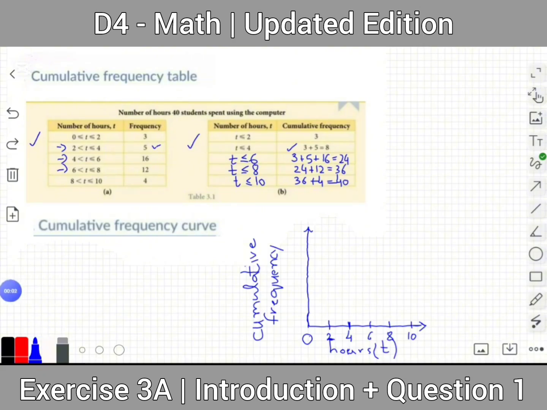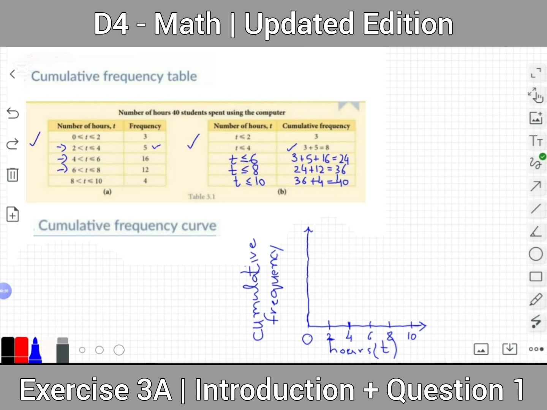We can see that the cumulative frequency goes up to 40, so we need to make sure we go up to at least 40, and we will label this cumulative frequency. Now we need to mark on some points for each of the entries in the cumulative frequency table.